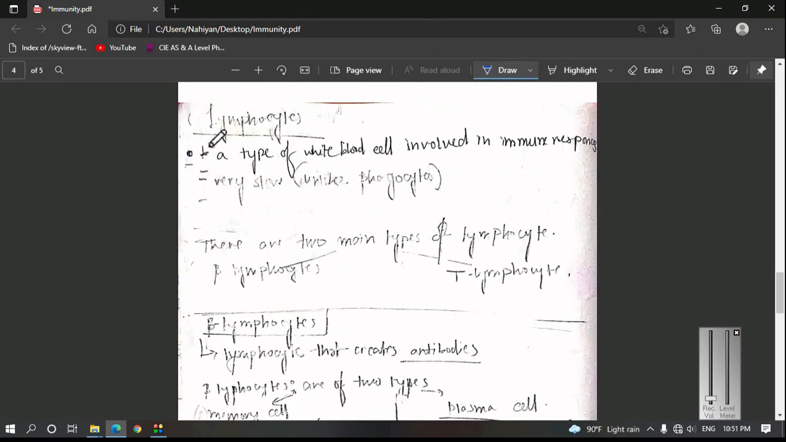So lymphocytes. By definition, you can say it's a type of WBC, or white blood cell, which is involved in the immune response, of course. The difference is that it's very slow, unlike phagocytes, which are really fast.